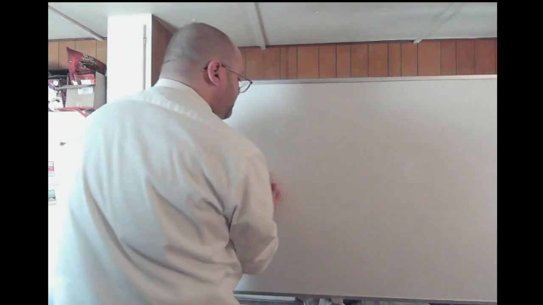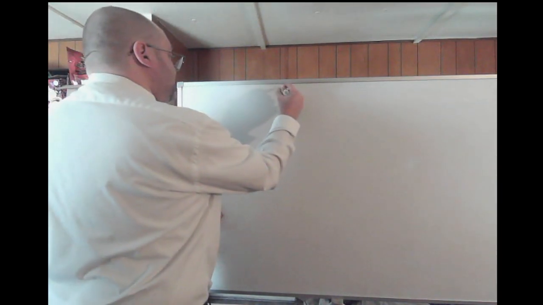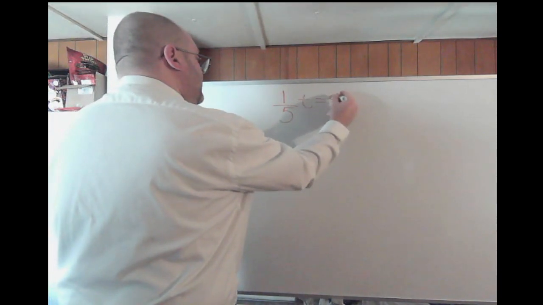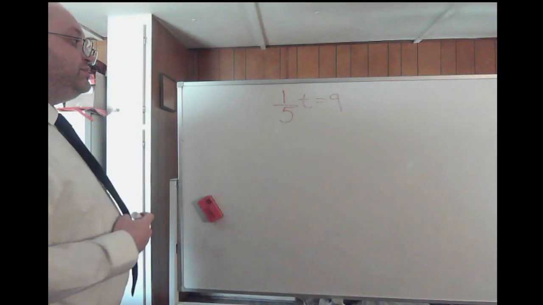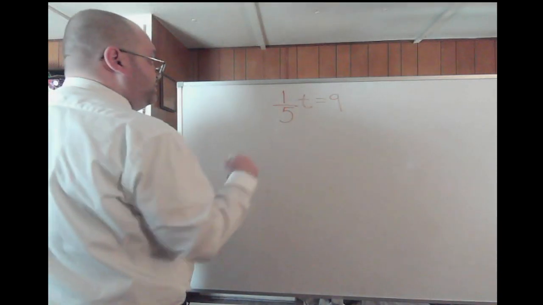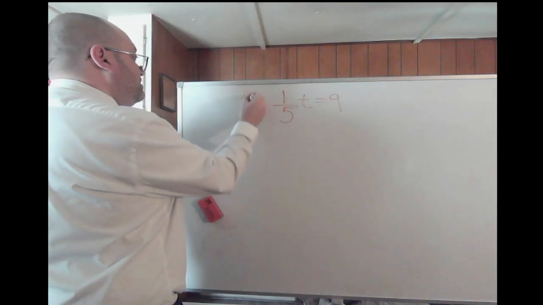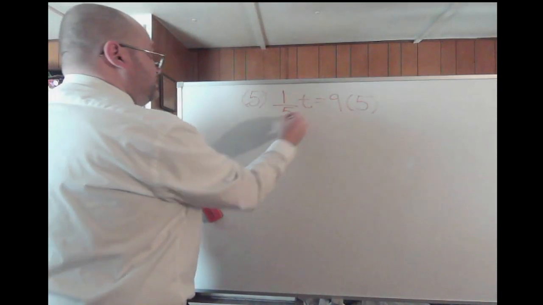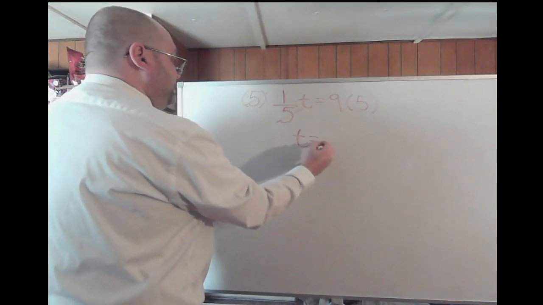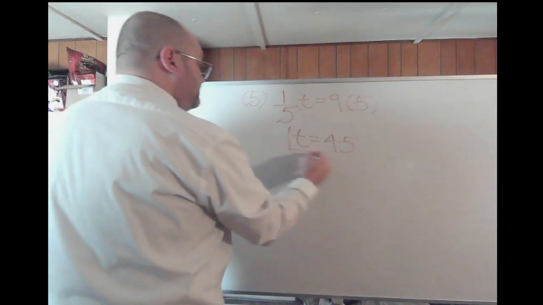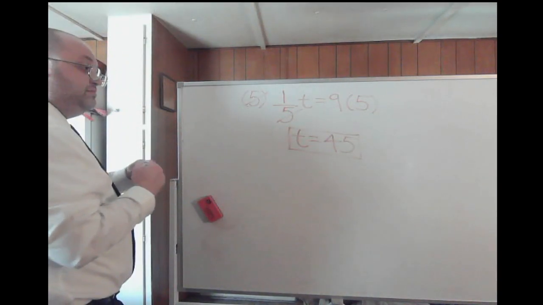I got 3 more, and then we're done. Alright, easy one here. We have 1/5 times t is equal to 9. Well, again, whenever you have a fraction, just multiply by its reciprocal. The reciprocal of 1/5 is 5. But you got to do it to the right side also. So the 5's will cancel out. You'll just be left with 1t, which is simply t. T equals 9 times 5. That's 45. So the answer is t equals 45.